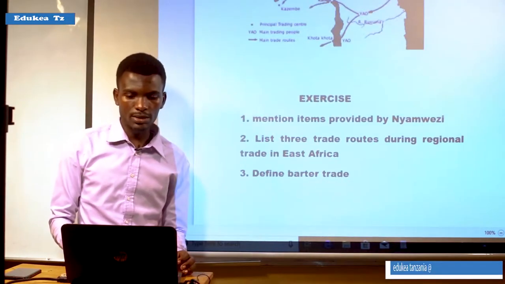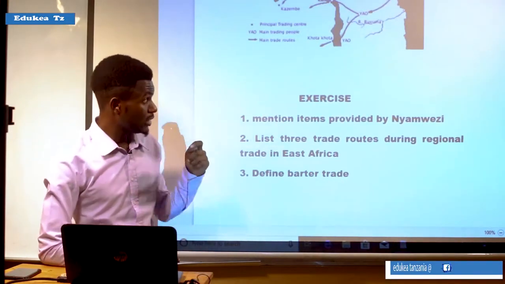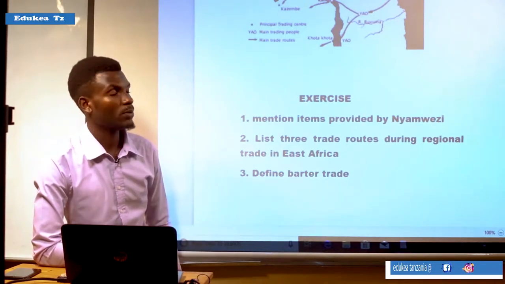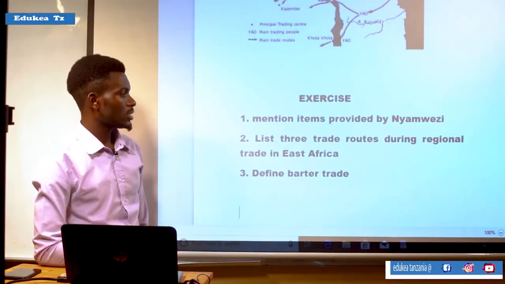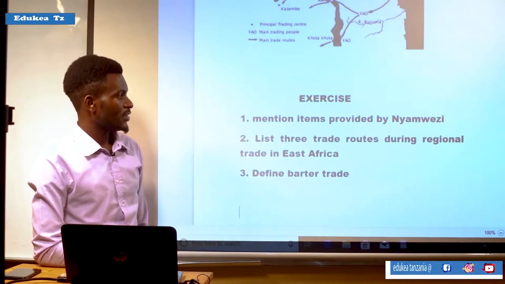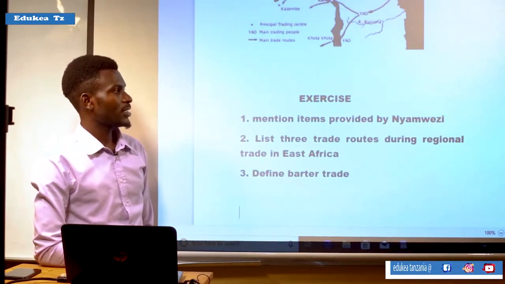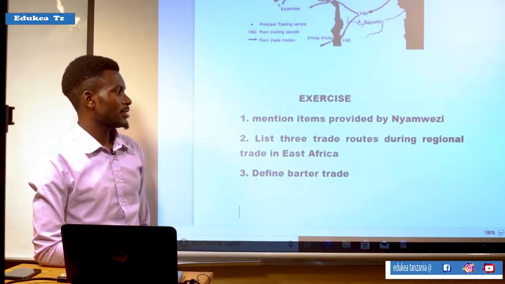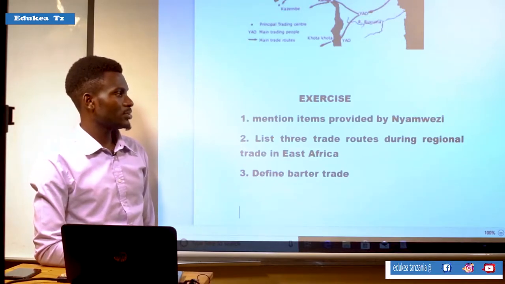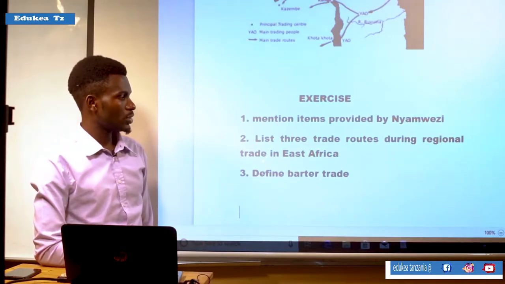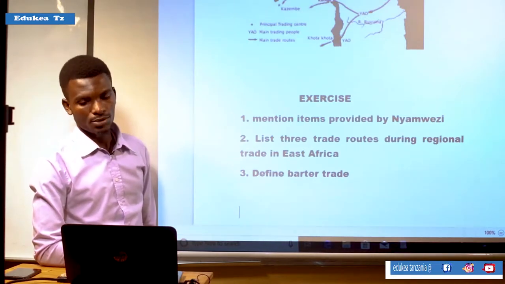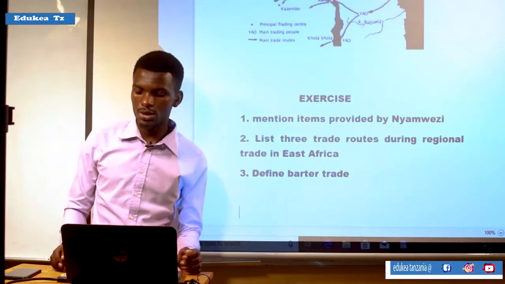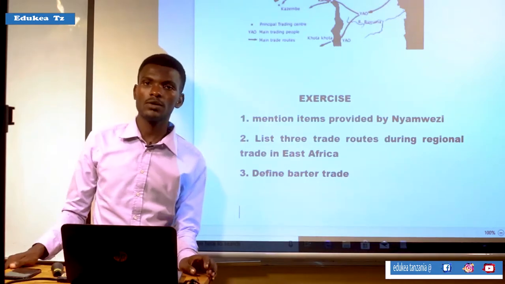So I would like to end there and give you some questions which you have to perform. The questions are almost three. The first one is: mention items provided by Nyamwezi. The second one is: list three trade routes during regional trade in East Africa. And the last one: define barter trade. So these are the questions which you are supposed to perform.